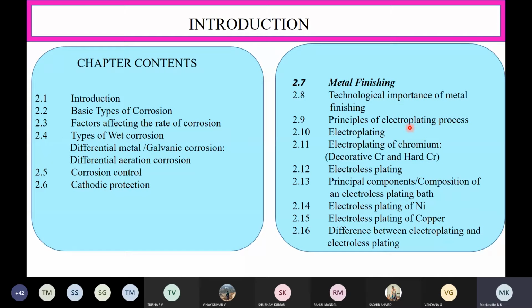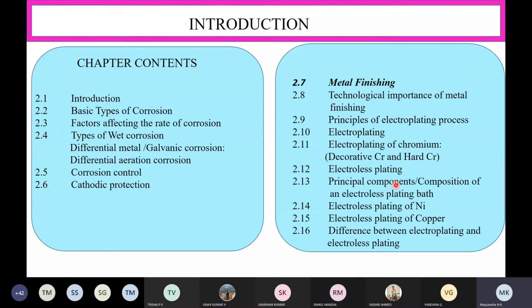Next is the principle of the electroplating process. Then one example of a metal finishing process, that is the electroplating process. Next, for electroplating, one example is electroplating of chromium, in which two types of coatings we are going to study. One is a decorative coating, another one is a hard coating.